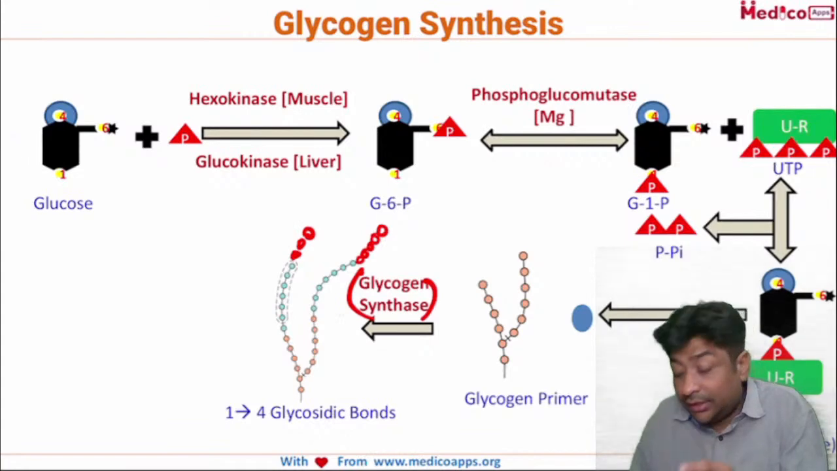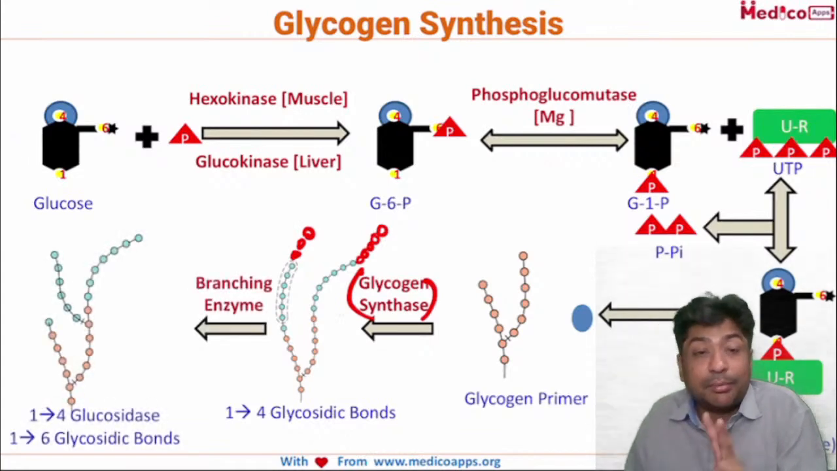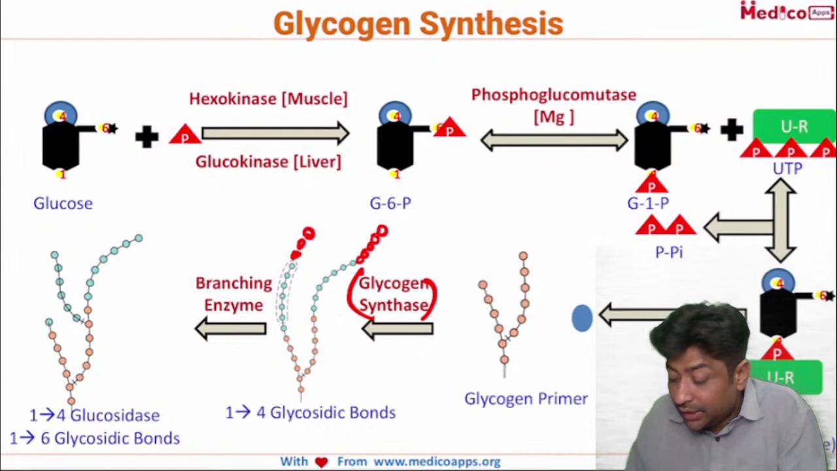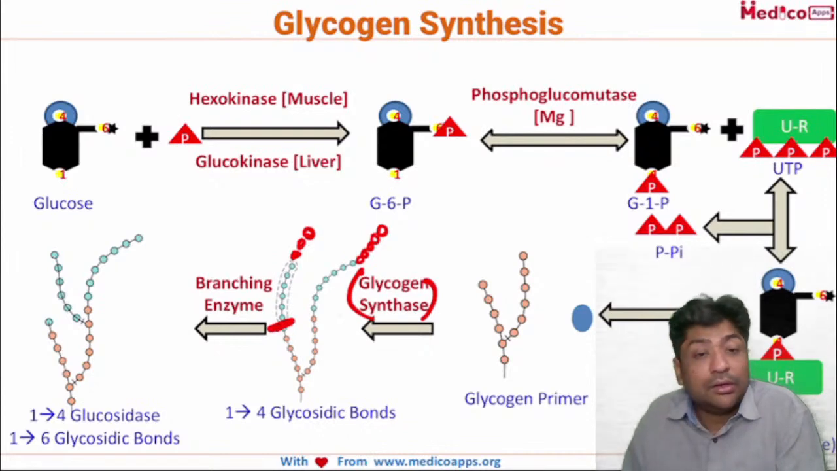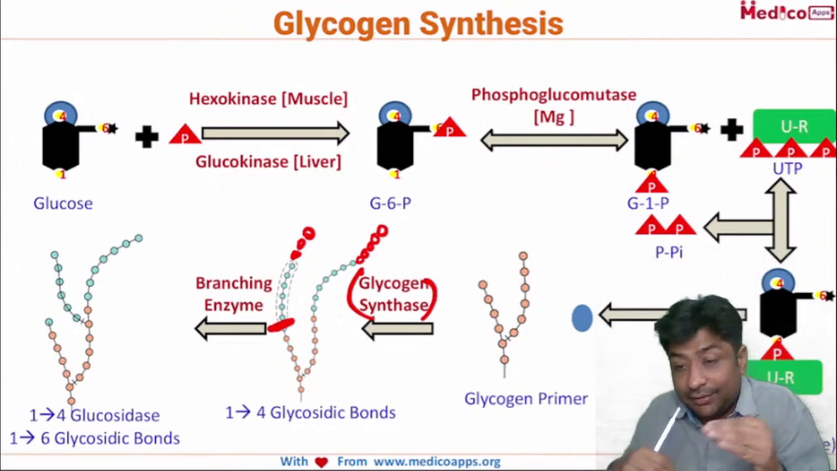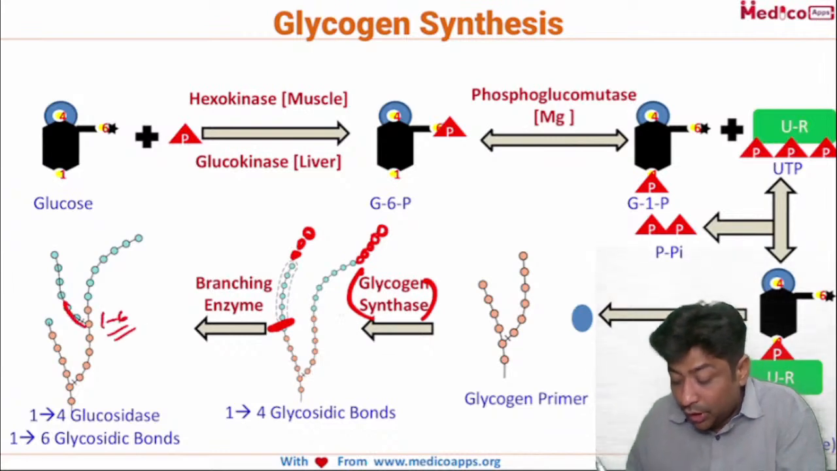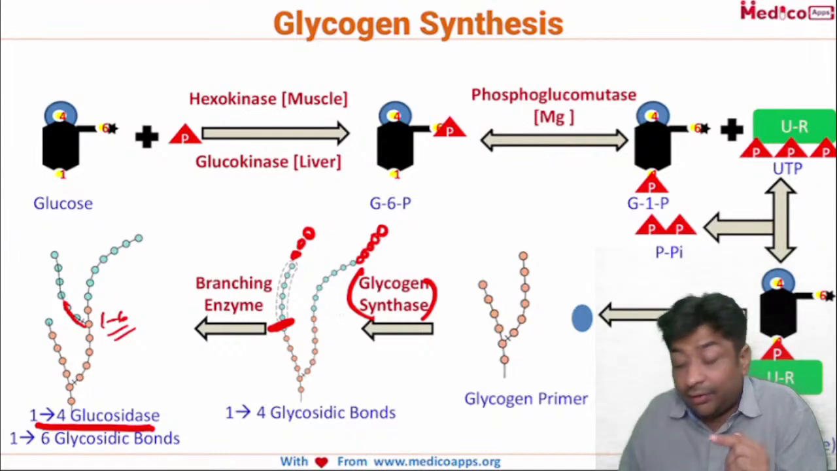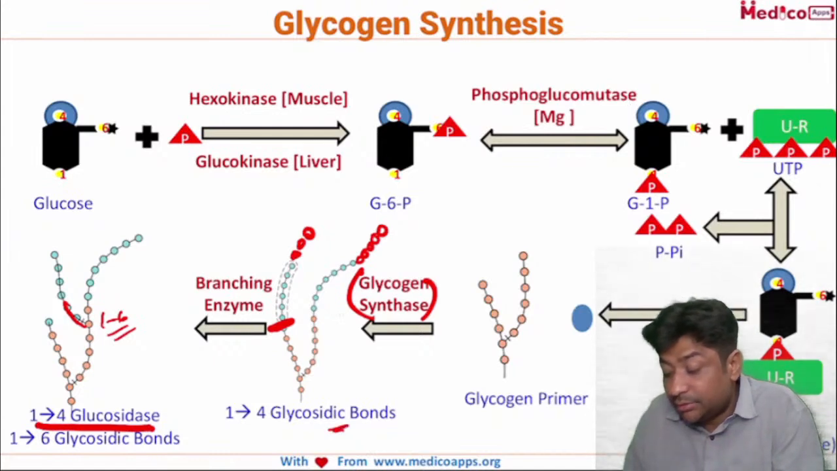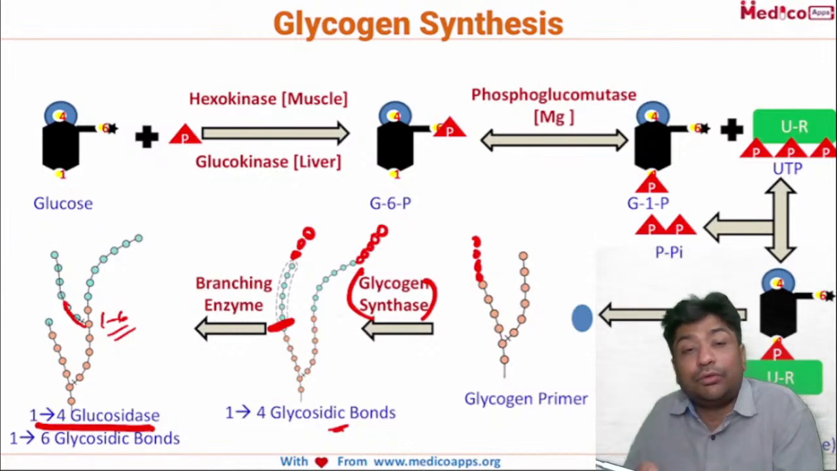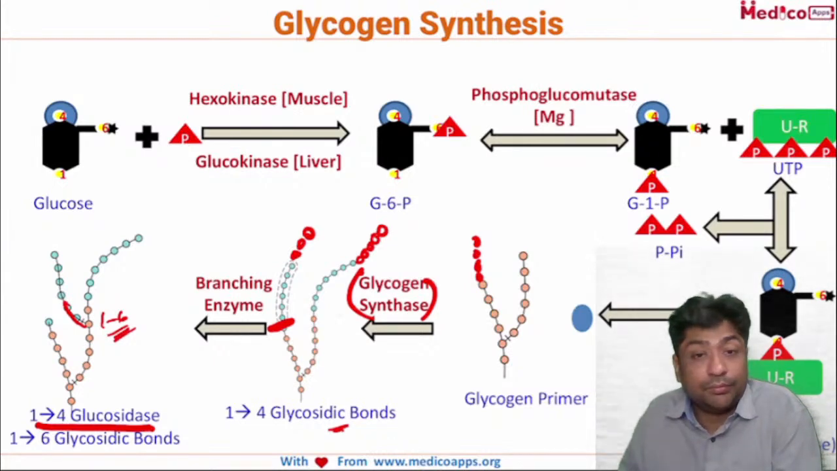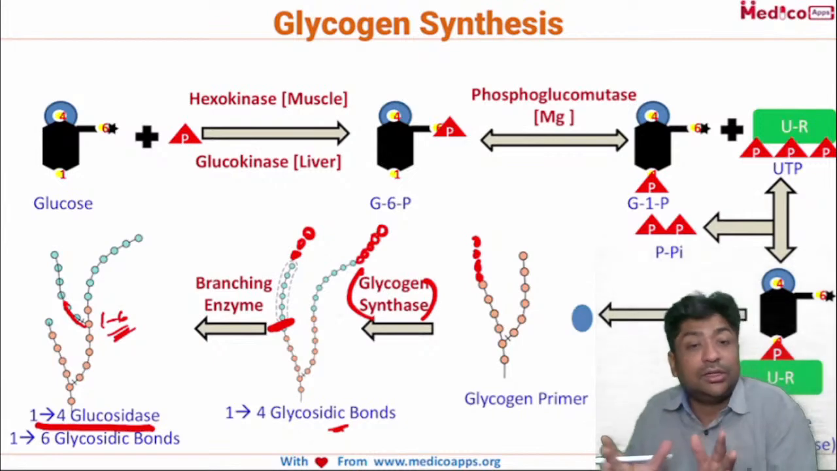Imagine now the next enzyme comes, that is called the branching enzyme. Now the branching enzyme does two things. First of all, once the 10-12 residues are added, it will cut it, and then it will create a branching point by a 1,6 bond. So it has 1,4 glucosidase activity. Remember, here it is glycosidic, which means it is creating a 1,4 bond. This branching enzyme is cutting the 1,4 bond and creating a 1,6 bond. So now you have a structured glycogen.